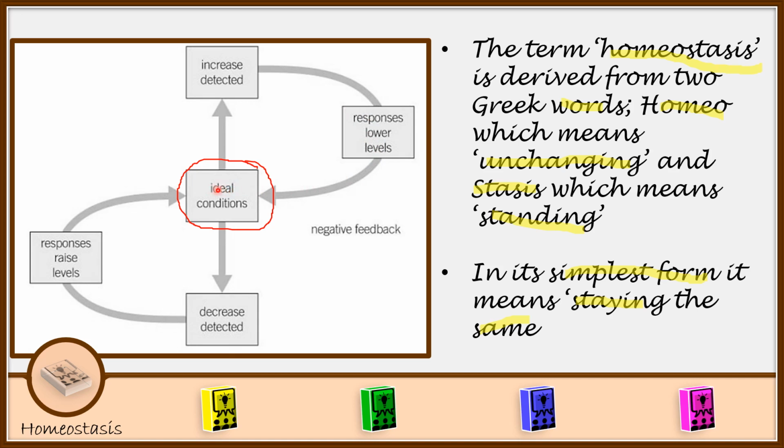And if the ideal condition decreases, there will be a detection of the decrease from the ideal condition, and then there will be a response to raise the level back to the ideal condition. So the system will come back to the ideal or normal condition. That is what we call staying the same, or homeostasis. The system can be maintained at the same position.